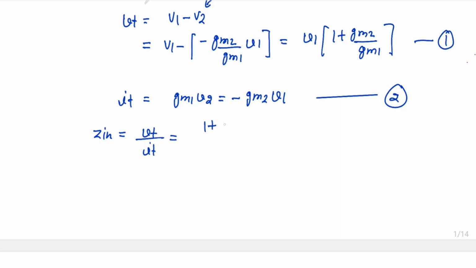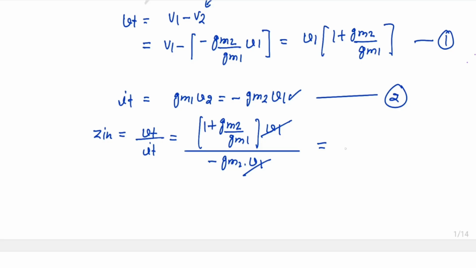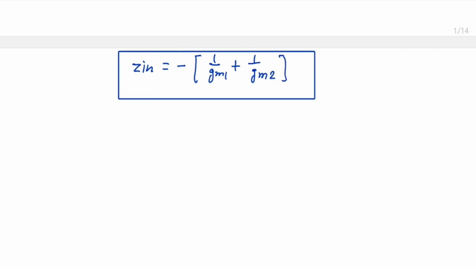So VT is 1 plus GM2 by GM1 into V1, and for IT I will take this one to cancel out V1. So this will be minus GM2 into V1. This will cancel out, and I will take the minus sign outside, and divide by GM2 inside. So that will be 1 by GM2 plus 1 by GM1. So we can write Zin equal to minus of 1 by GM1 plus 1 by GM2. So this is our input impedance.